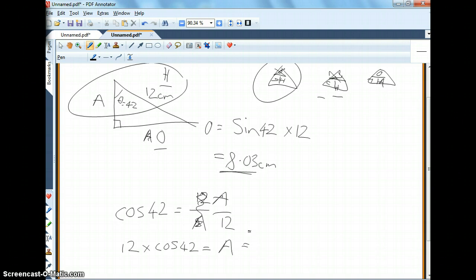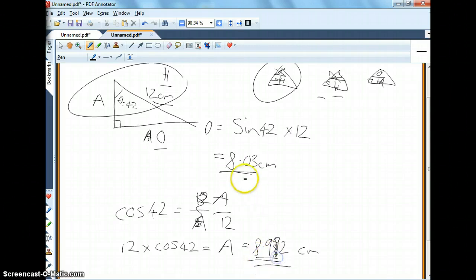Cosine 42, close bracket, 8.91, 8.92. Units are now centimetres because I told you the hypotenuse was in centimetres. Does that sound right?